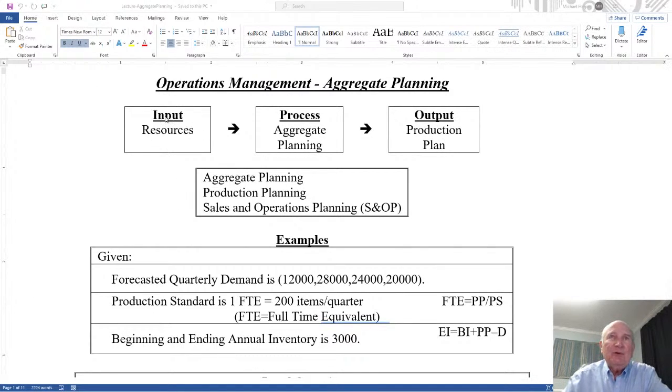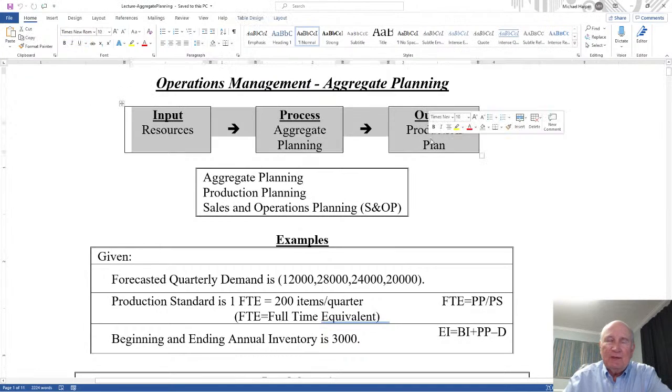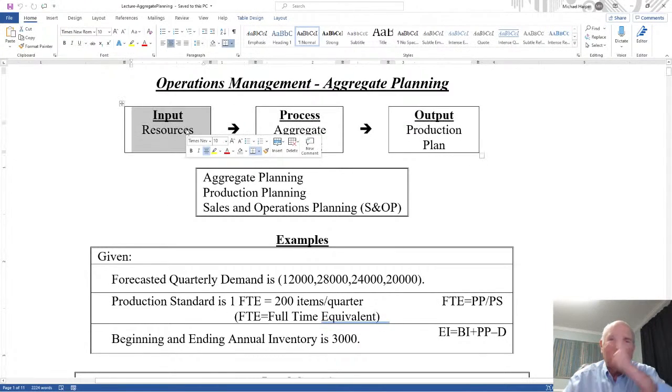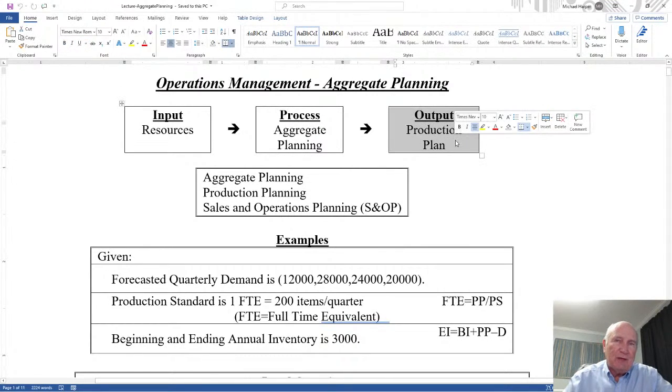Okay, here's the input-output process that we've been using. The input of the resources, and all kinds of resources. The two resources we'll look at primarily in aggregate planning are inventory and labor as capacity. And then the output is going to be a production plan. So the whole output and the whole purpose of aggregate planning is creating a production plan if you're producing products.